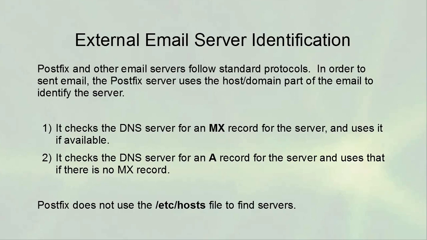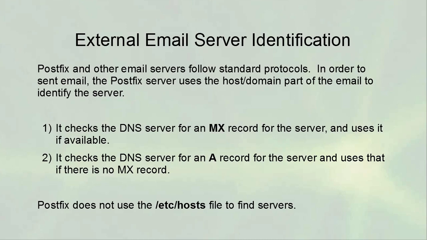One more thing to think about, external email service identification. So Postfix and other email servers follow standard protocols, which is nice, but it's also kind of confusing sometimes. In order to send email, the Postfix server uses the host domain part of the email address to identify the server. So if it's bob@example.com, it's going to check first for a DNS MX record for example.com. If it does not find it, it will check for an A record in the DNS service.